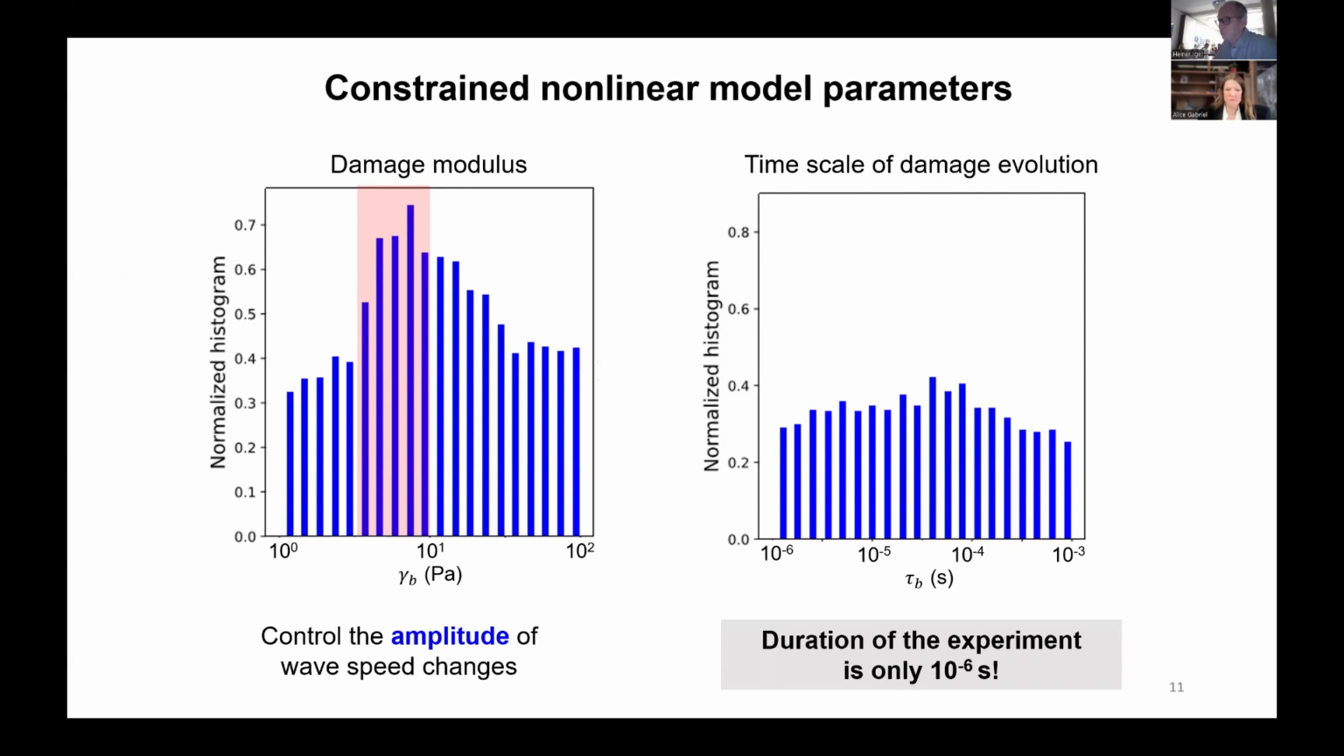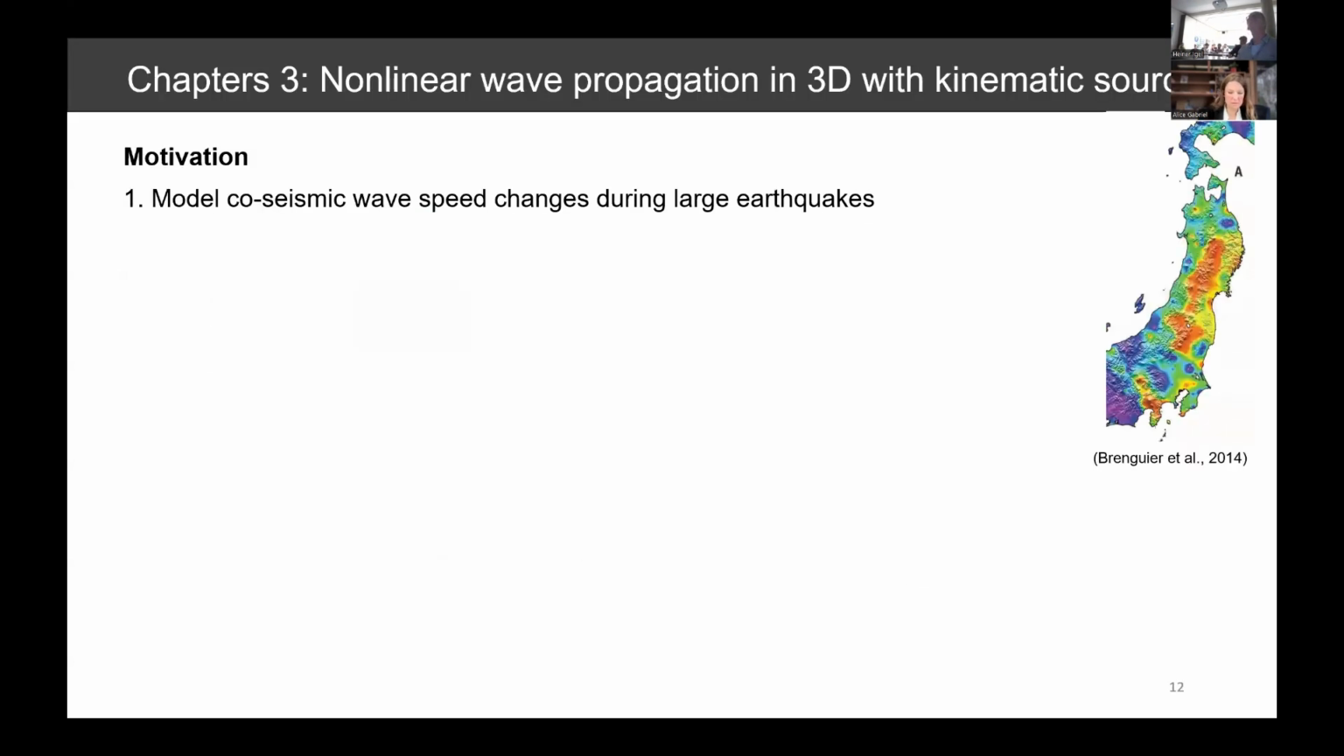There are some other experiments that can be used to constrain this parameter, but this is not the contribution of our work here. But in the end, we had a model that is constrained from the data in the lab, and we want to apply it to the field to see what we can explain. And that's what I did in my chapter 3.